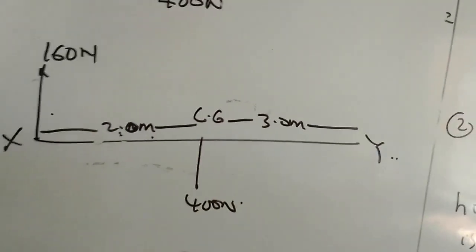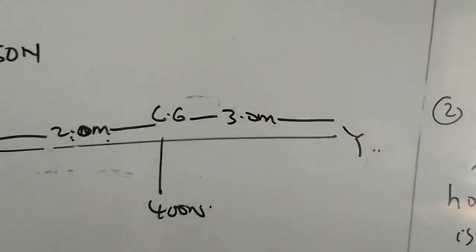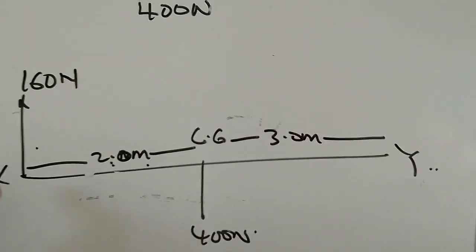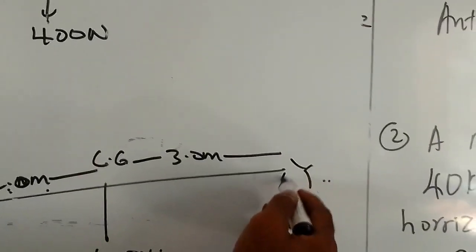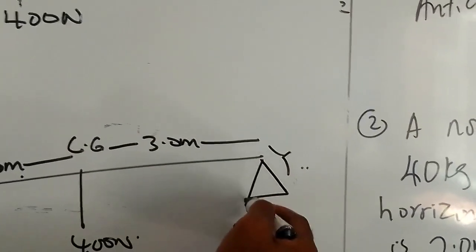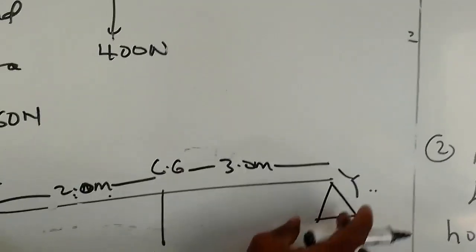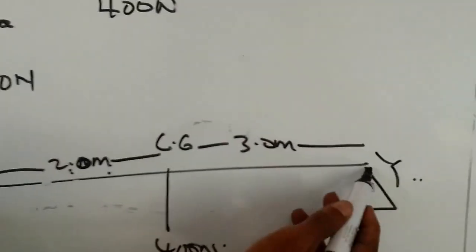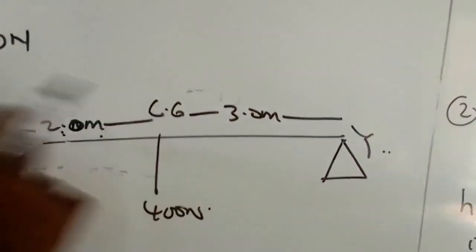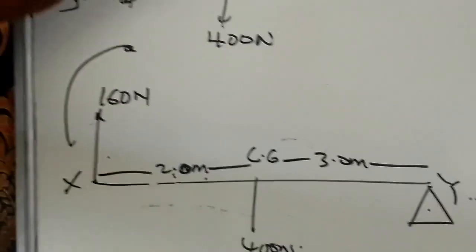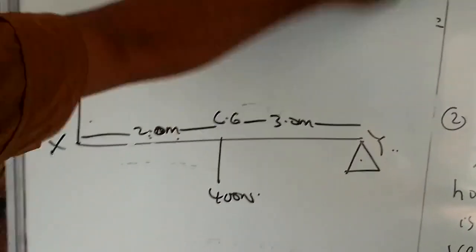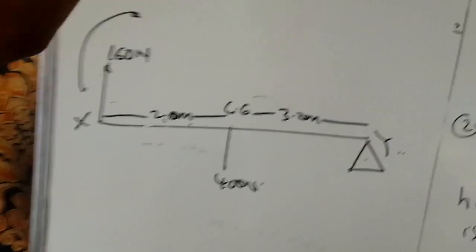So what do we do? We'll take moment. Now in this condition, when we are lifting this place up, this place becomes a turning point. We now create an imaginary pivot here, because this place will stick to the ground as we lift S up. Now we take moment about the point Y.